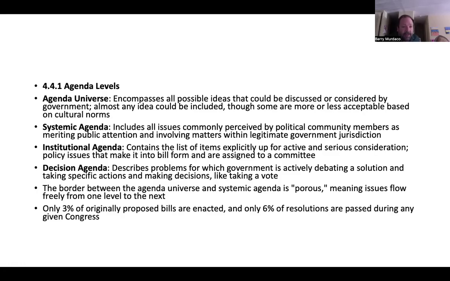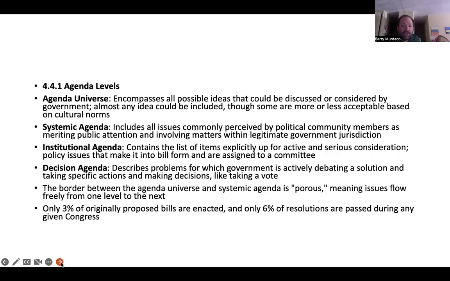This is systemic agenda and involving matters within legitimate government jurisdiction. Institutional agenda contains the list of items explicitly up for active and serious consideration, policy issues that make it into bill form and are assigned to a committee. And then the decision agenda describes problems for which government is actively debating a solution and taking specific actions and making decisions like taking a vote.